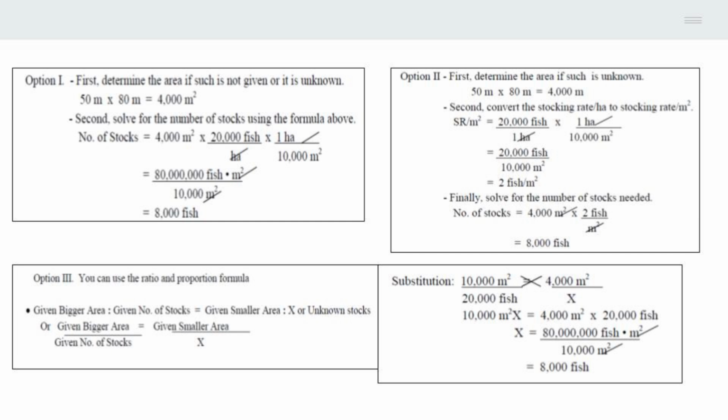For the key takeaways, no matter which method we use, we arrive at the same answer. 8,000 fish should be stocked in a 4,000 square meter pond at a standard rate of 20,000 fish per hectare. These computations are essential to maintaining a balanced and productive aquaculture system. Stocking too many fish can lead to overcrowding, poor water quality, and slow growth, while understocking may result in inefficient use of resources. In the next section, we'll explore other key stocking calculations to further refine our stocking strategies.